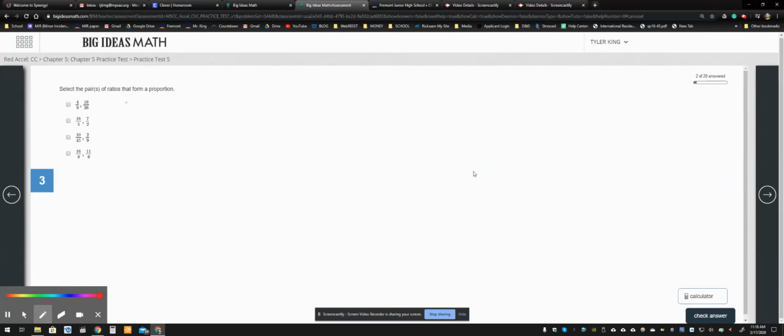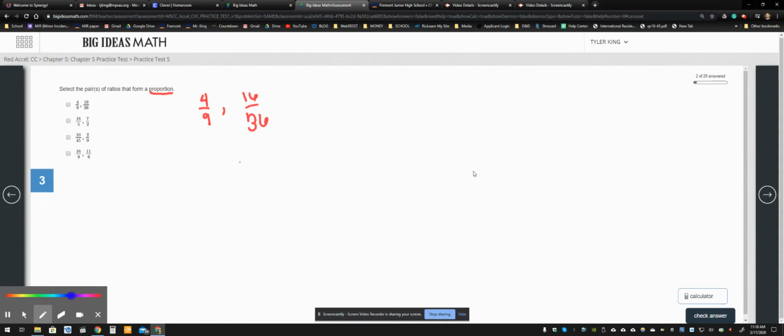We want to select the pairs of ratios that form a proportion. For things to be proportional, they need to form the same kind of ratio. So we can check this 4 over 9 and 16 over 36. We can check this by doing a couple of different things.